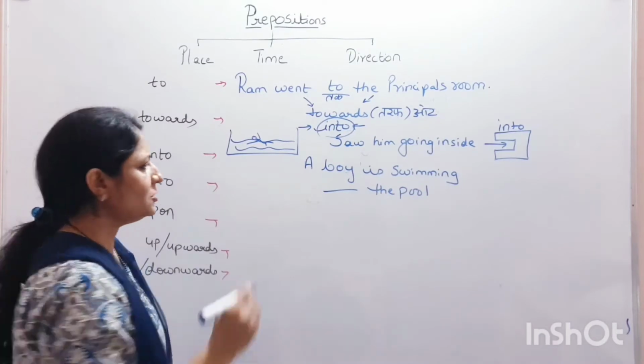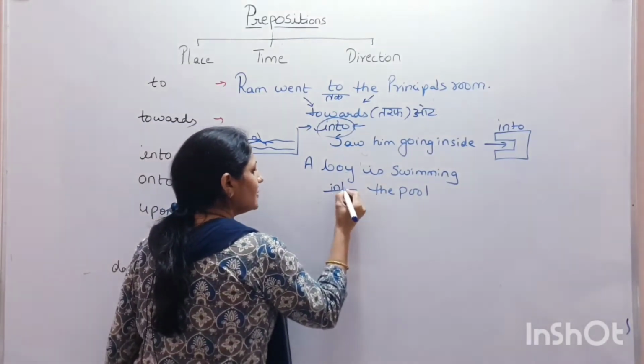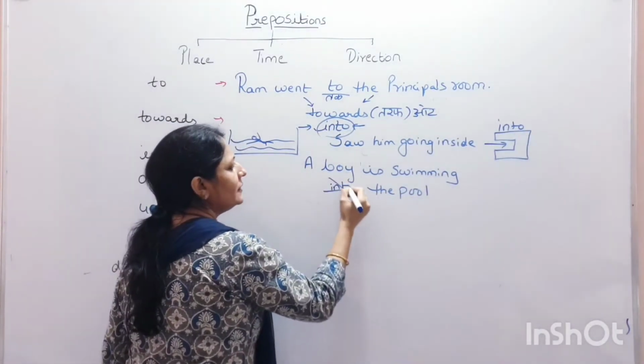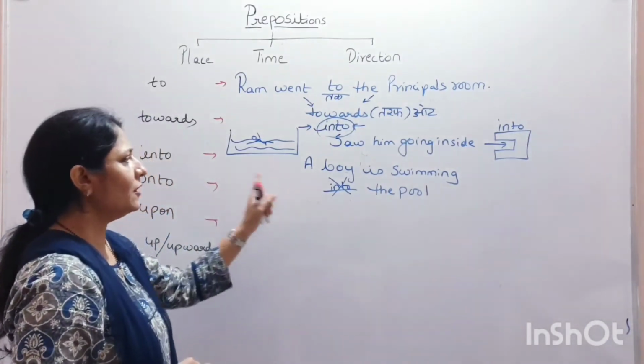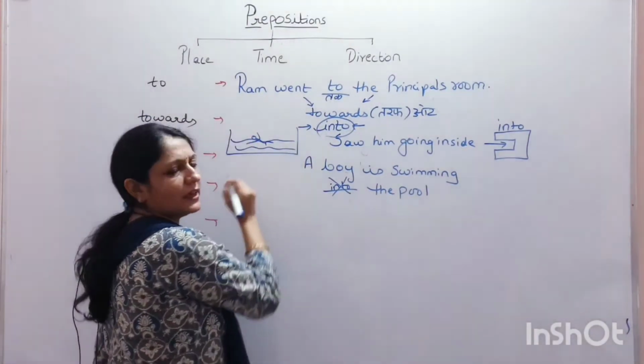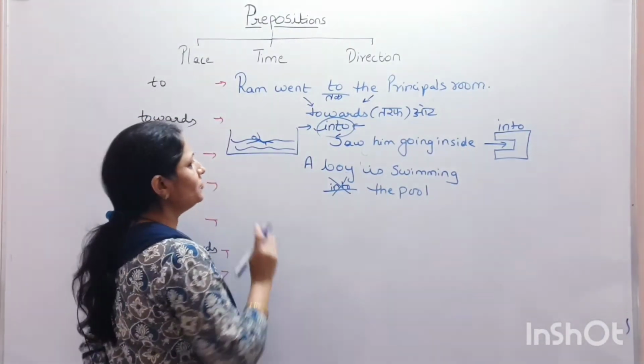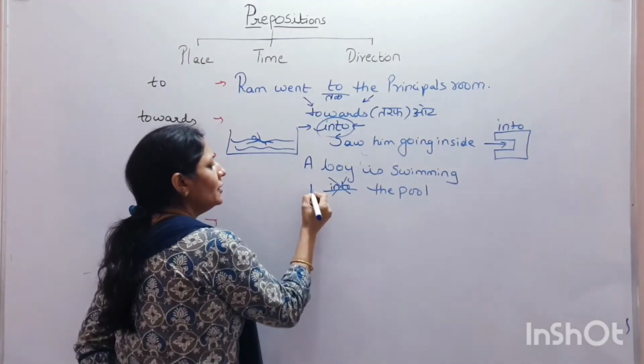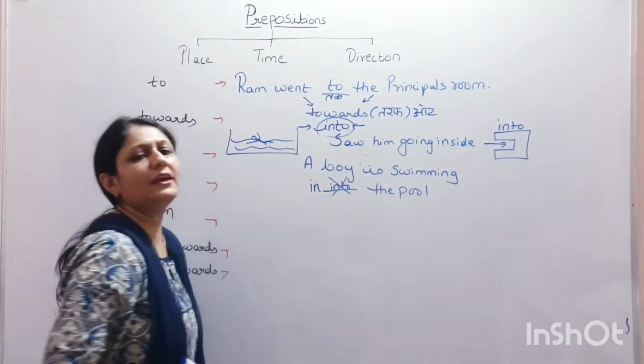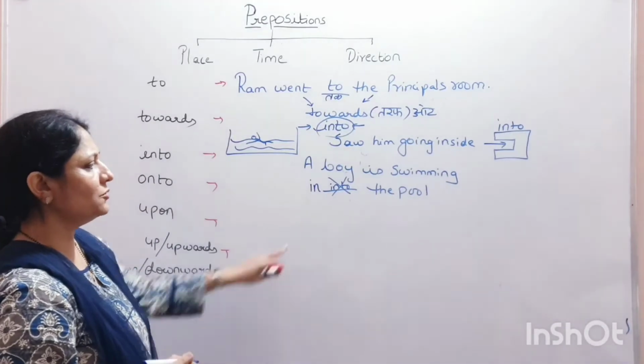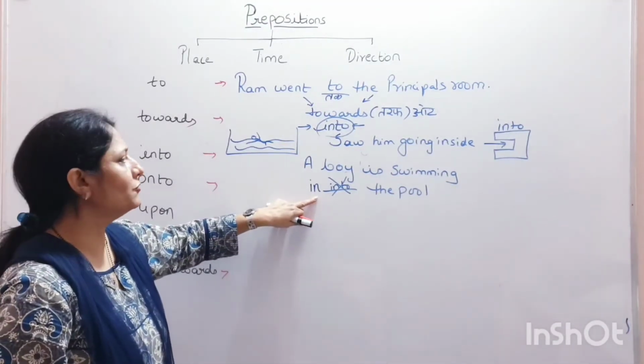Now many students fill the answer into over here and they get it wrong, because here I did not see the boy jumping into the pool. When I saw the boy was already in the pool, so I should use the preposition in over here.